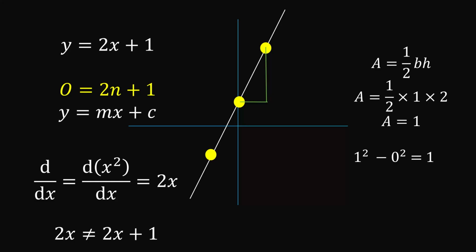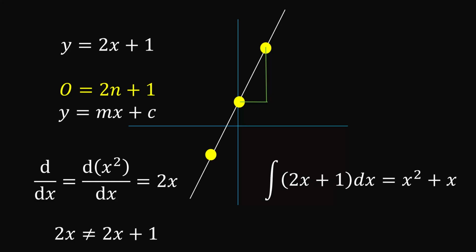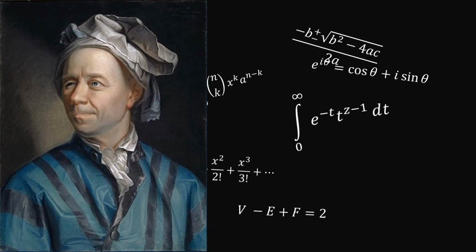However, what about all the real numbers? Rate of change of x squared or its derivative is 2x, not 2x plus 1. Integral of 2x plus 1 is x squared plus x, not just x squared. Explaining this discrepancy is left as an exercise to the intelligent viewer. Enjoy the dancing equations.